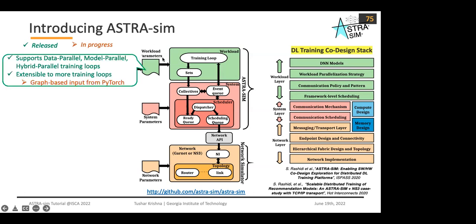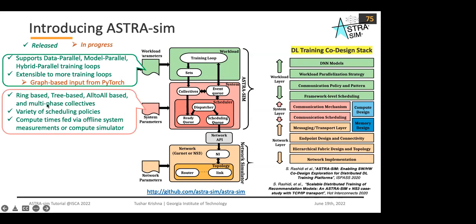Just to summarize, the workload layer currently supports data parallel, model parallel, and hybrid parallel training loops. These are provided. It's extensible to more training loops, and we're also working on a graph-based input format that will allow you to specify arbitrary training loops, including pipeline parallelism. On the system layer, we provide support for ring-based, tree-based, all-to-all based, and multi-phase collectives. We provide a variety of scheduling policies, and the compute times are fed in via an offline simulator.